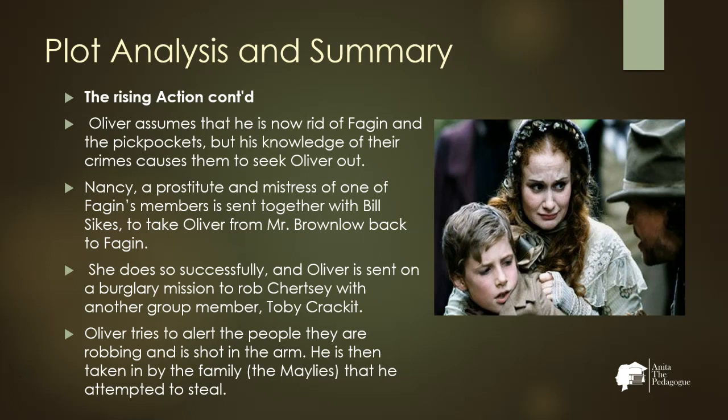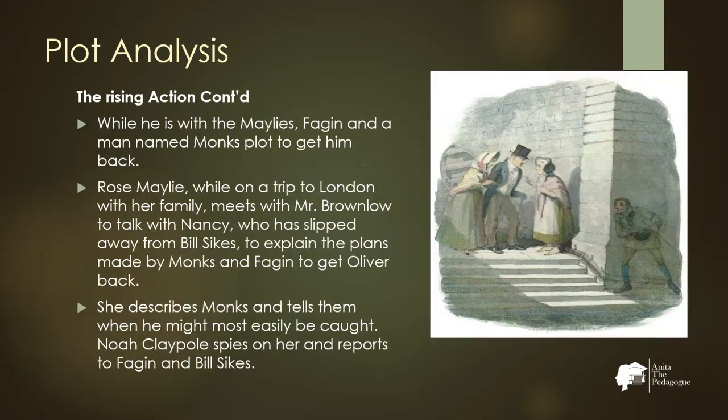Oliver tries to alert the people they are robbing and is shot in the arm. He is then taken in by the family, that is the Maylies, and the people took him in and cared for him. But while he was with the Maylies, Fagin and a man named Monks plot to get him back.